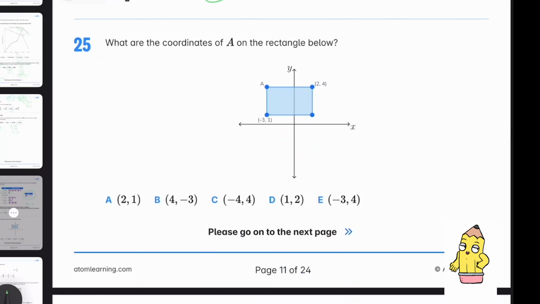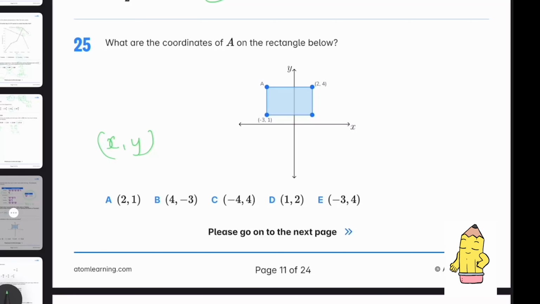Okay, question 25. What are the coordinates of A on the rectangle below? Now, pairs of coordinates are always written in brackets where you have x, y. In a rectangle, the opposite sides are the same lengths. So by looking at the two coordinates already on the graph, we can work out where A is.